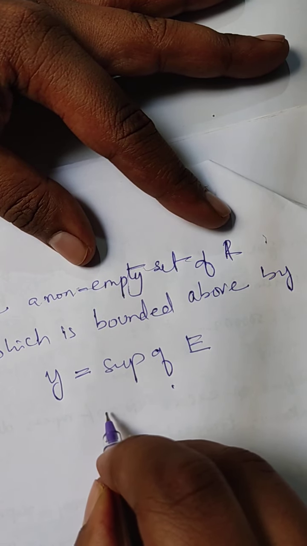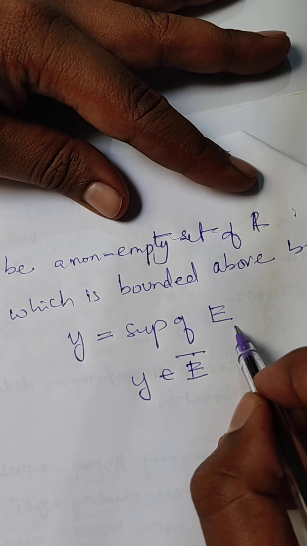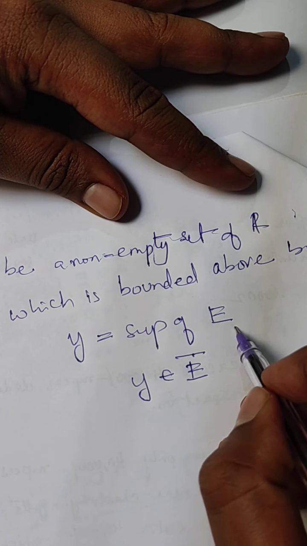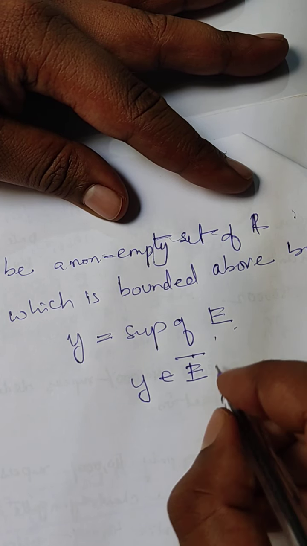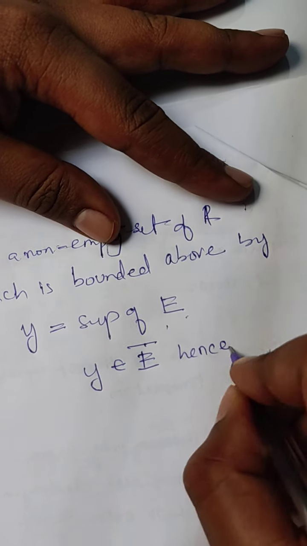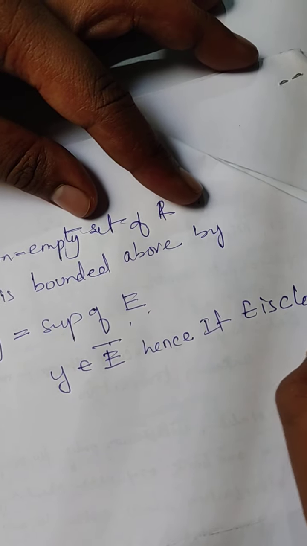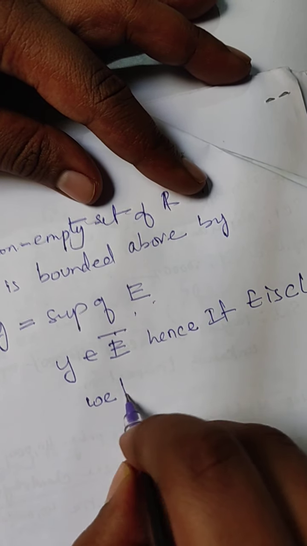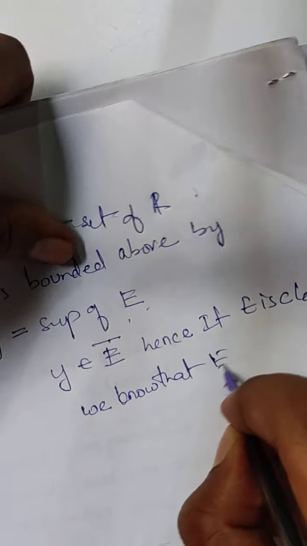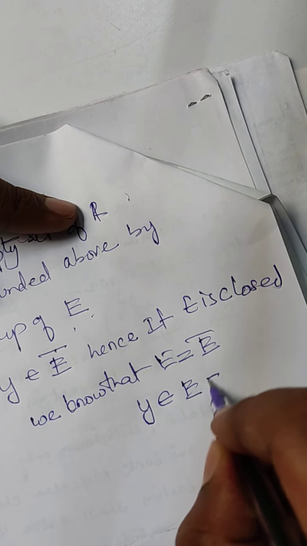Hence, y belongs to E closure, because the limit point of E should be the supremum of E. Hence we can conclude from here, if E is closed, we know that E will be equal to E closure, and y belongs to E closure whenever E is closed. That's it.